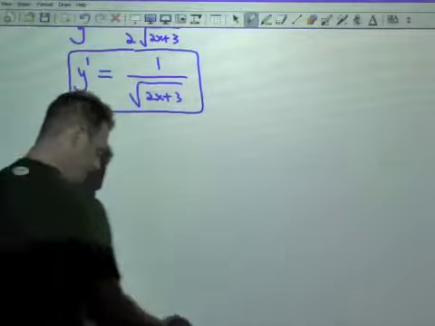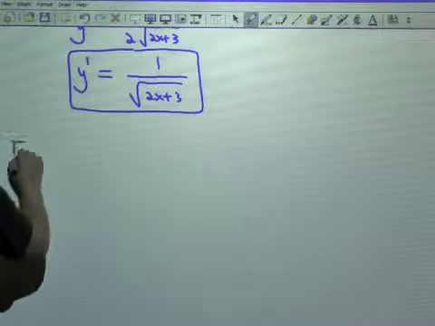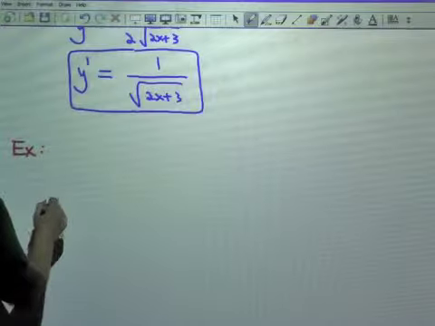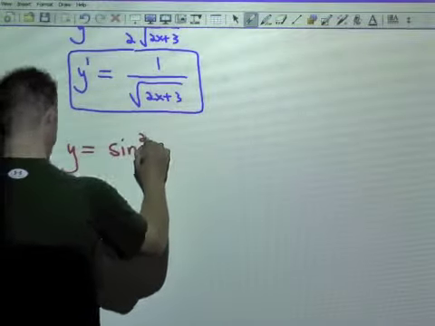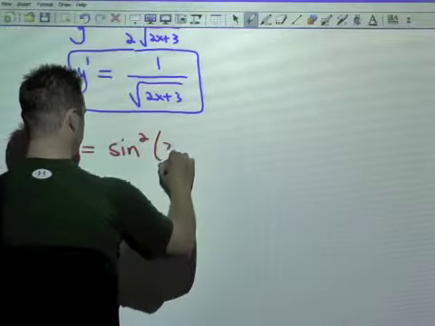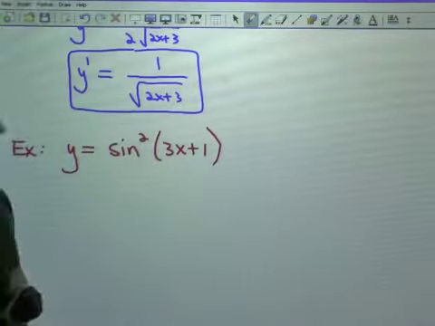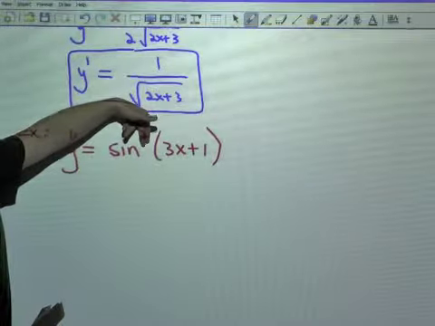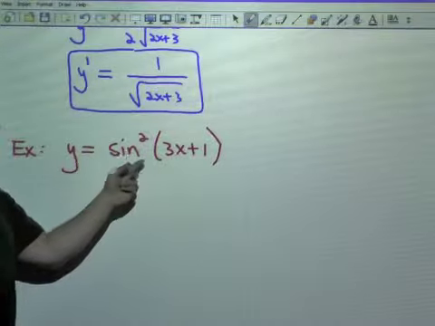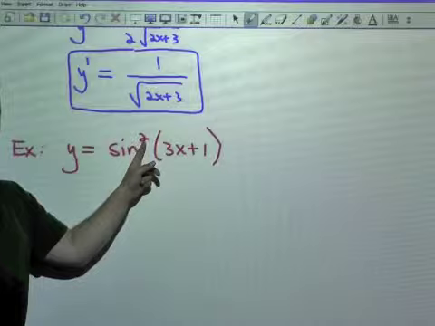Let's do one more. Now we're really going to kick it up a notch. The square root made it a little bit harder because we had to use that other formula. Now what makes this one harder? We've already done the sine of something. It's the fact that we actually have the sine of something and another function.